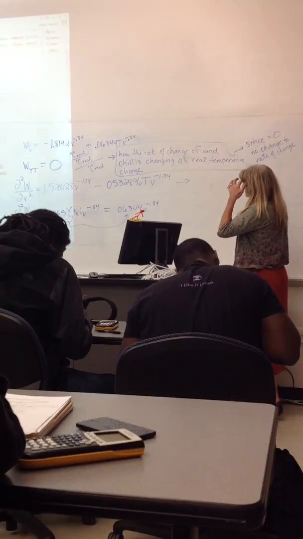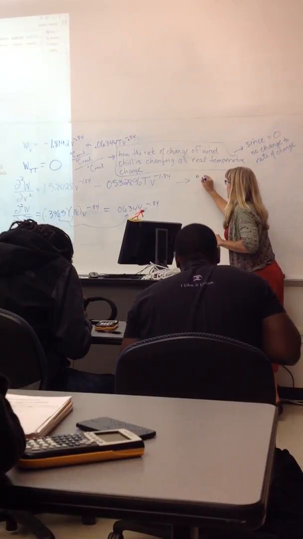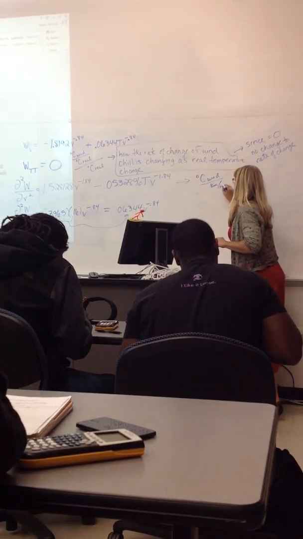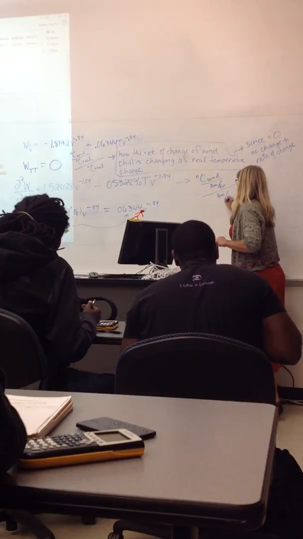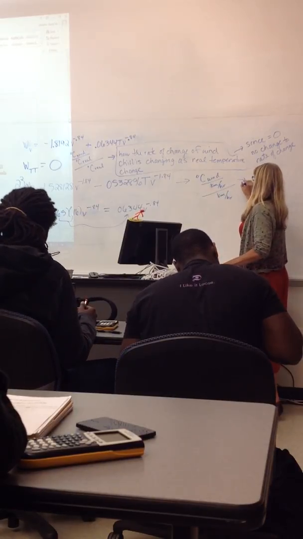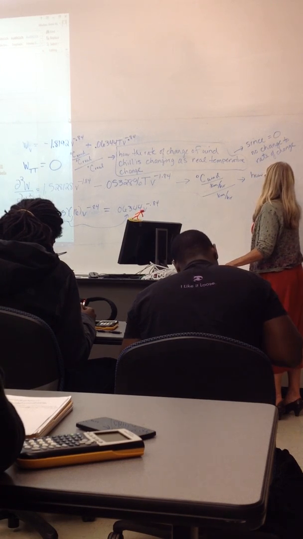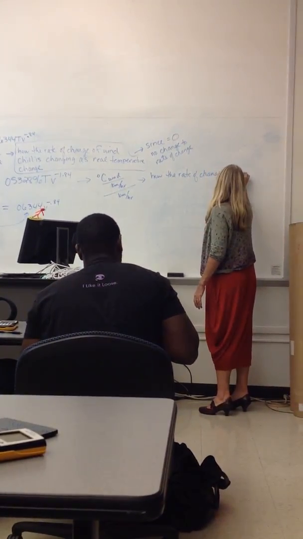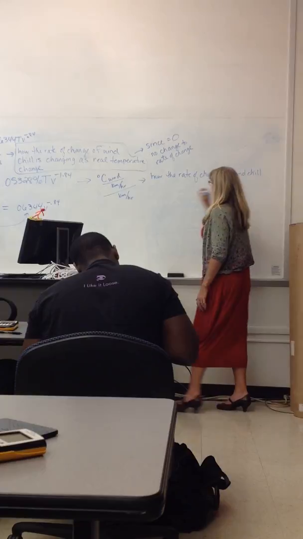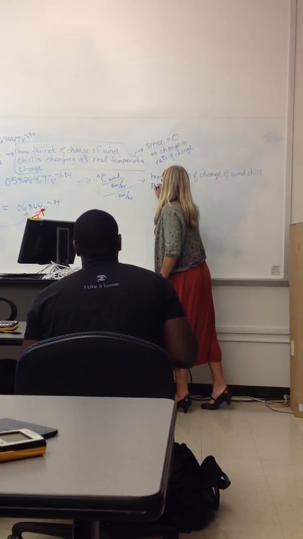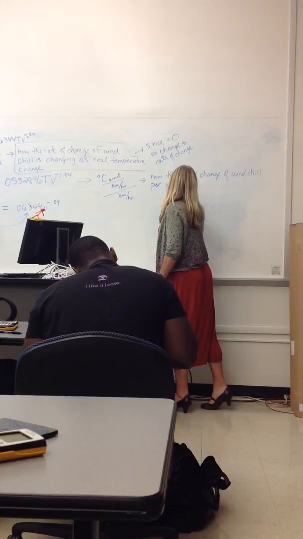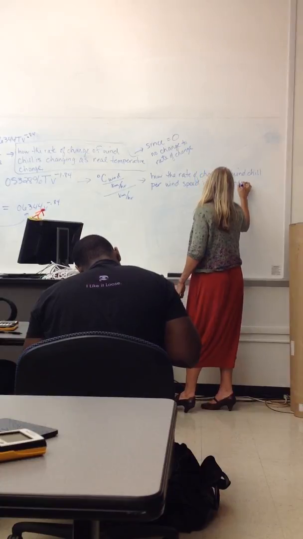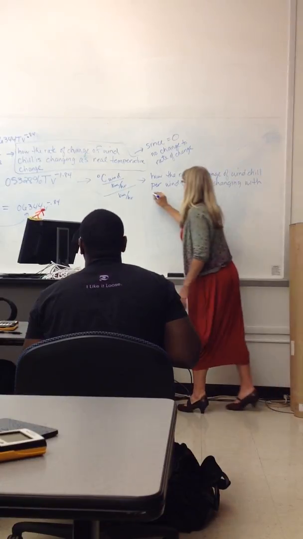This gives us degree Celsius of wind chill per kilometer per hour, per kilometer per hour. So it's how the rate of change of wind chill per wind speed is changing with respect to the wind speed.